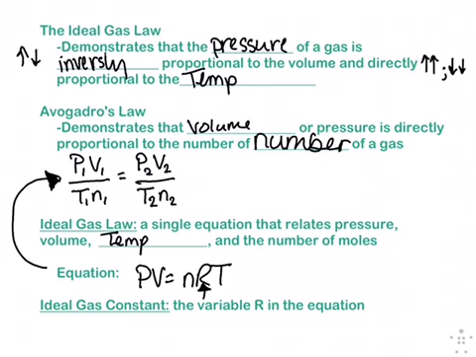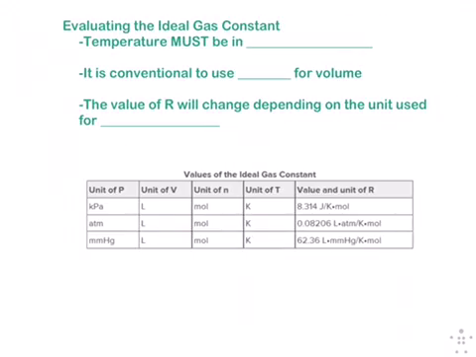So the value for R is different depending on the units you are working with. So here is your table. Your unit of pressure determines your value for R. Okay? So you'll have to make sure when you're doing these problems that you pick the correct R value based off of whatever pressure unit you're working with.